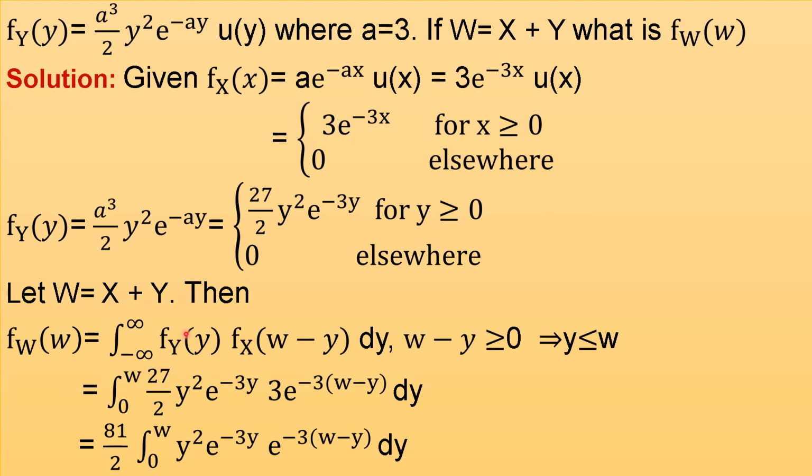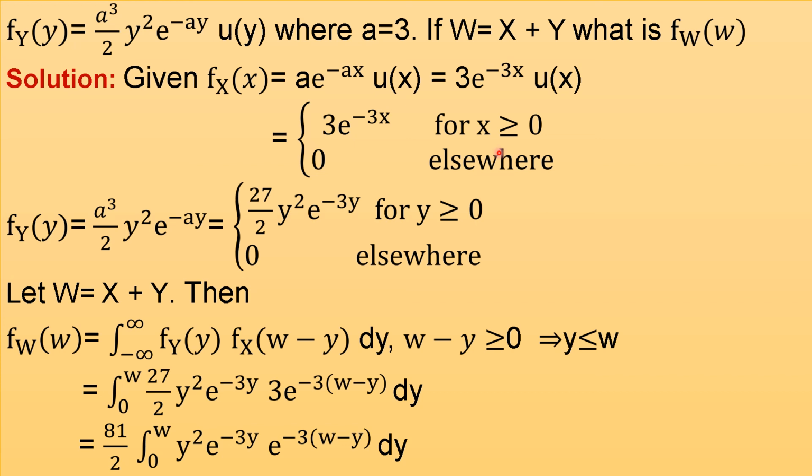Now here f_Y(y) is 27 by 2 y square into e power minus 3y for y greater than or equal to 0. So this integral, which is actually from minus infinity to plus infinity, will now be from 0 to infinity. Y should be greater than or equal to 0, then only this will be 27 by 2 into y square into e power minus 3y. Then f_X(w minus y). f_X(x) is 3 into e power minus 3x for x greater than or equal to 0.